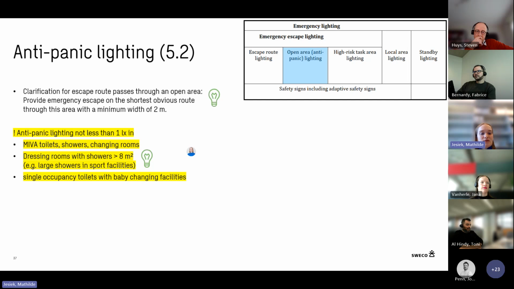Okay, then this one in yellow is important, because before, all anti-panic area lighting was designed to have half a lux. Now there are some zones where we will need to design for 1 lux in the whole anti-panic area. This includes MIVA toilets, so toilets for disabled people, showers, changing rooms, and also dressing rooms with shower larger than 8 square meters. So for example, showers in sports facilities will need 1 lux. And also single occupancy toilets where there's a baby changing table will need 1 lux. We will also see some examples for this.